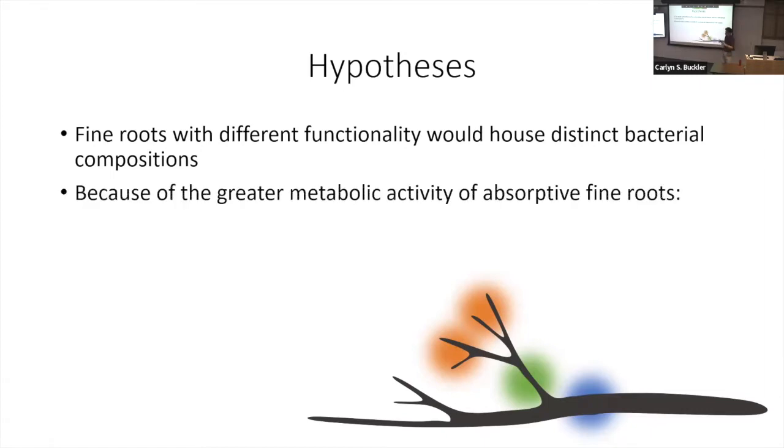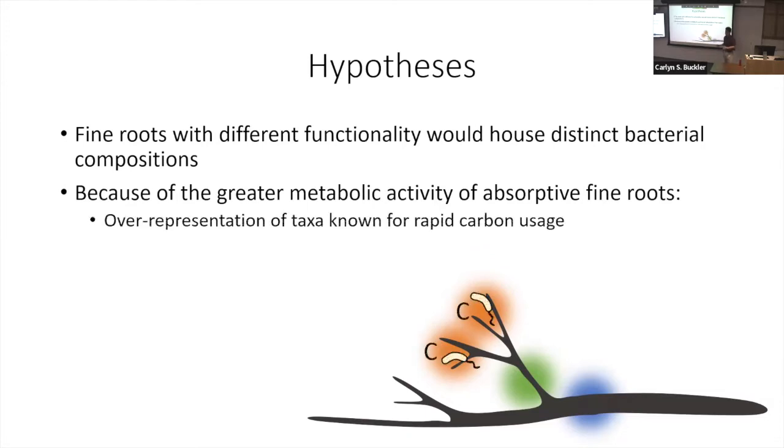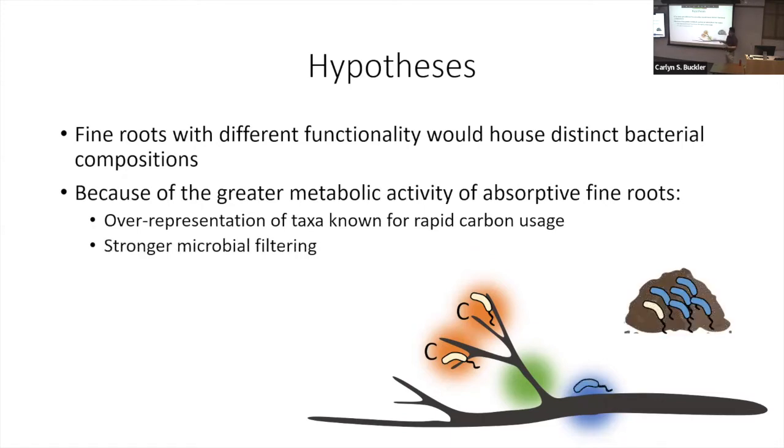And because of the greater metabolic capacity of the absorptive fine roots, we hypothesized that we'd actually see taxa or bacteria that are really well known for rapid carbon usage. We thought we'd see more of those in that type of environment. We expected that we'd see stronger microbial filtering in that, because we're seeing so much flux in this environment that the host might have a stronger selective pressure on the surrounding microorganisms. And lastly, because again of the greater metabolic flux here, we'd expect that the microbial carrying capacity would be greater. So there'd be greater abundance of bacteria there.